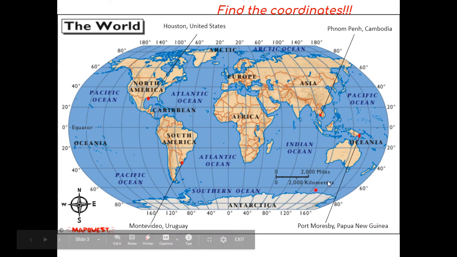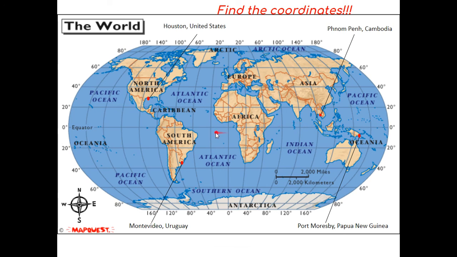Now, if I go over here to Phnom Penh, Cambodia, I'm going to use the same principles. Find the equator, line up. From the equator, I have to go north to get to Phnom Penh. Now, it's not even 20 degrees from the equator. So I will estimate that if this is halfway, it's a little bit more. I'll call it 14 degrees north latitude.